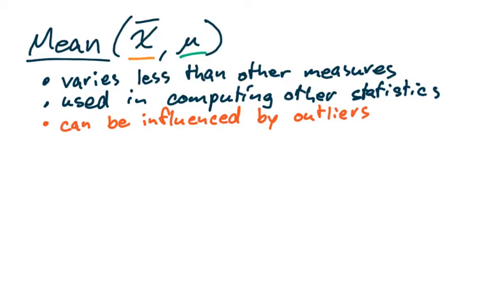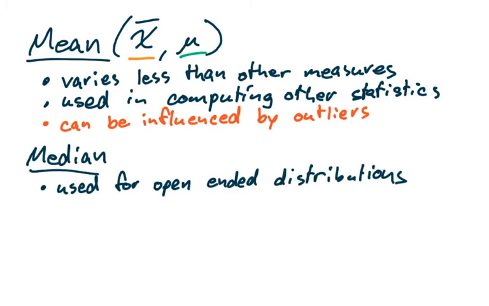So if we have extremely low or extremely high values, these can shift the mean for the data set to skew it to one direction or the other, either to the high side if we have just a few very, very high values, or on the other hand, if we have just a few tiny low values, we can shift it to the left as well. Now the median is not as affected by either extremely low or extremely high values. So we use it in open-ended distribution.